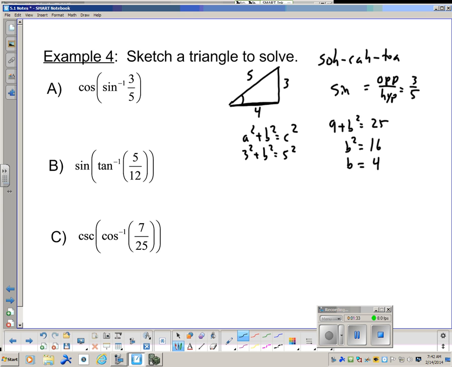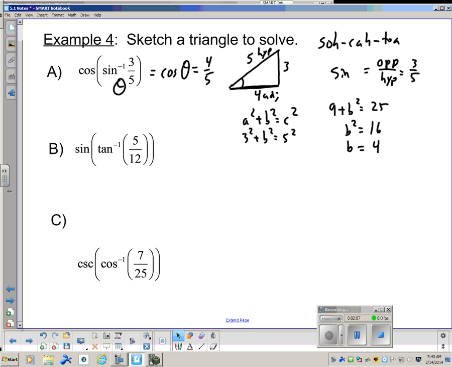So now, looking at that, cosine is your adjacent over your hypotenuse. So the cosine, I'm going to call this theta, this whole thing is theta, is equal to 4/5, because this is my adjacent, this is my hypotenuse. So I simply get 4/5. So again, we can use a triangle here to set these up.